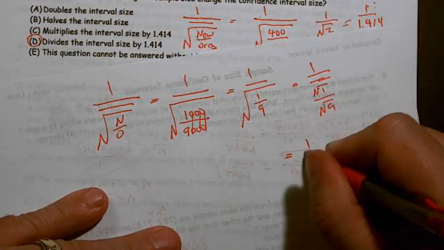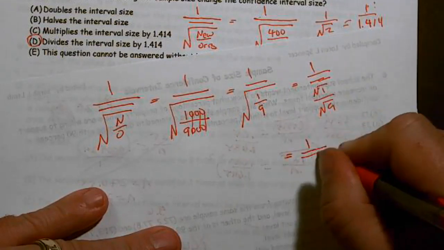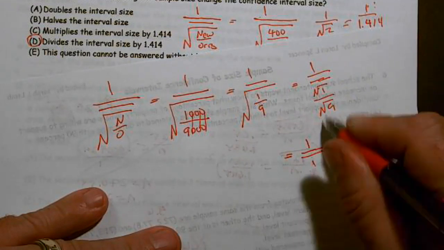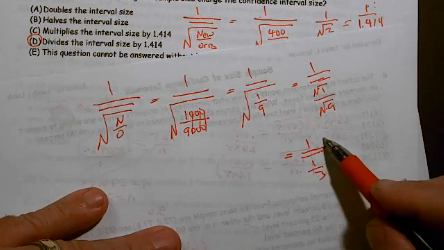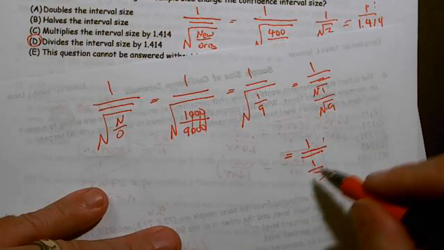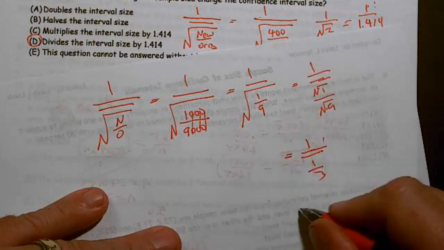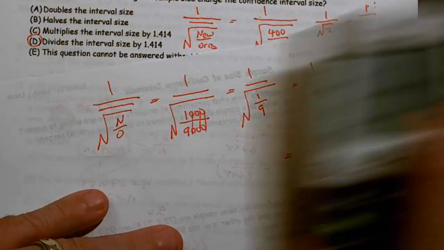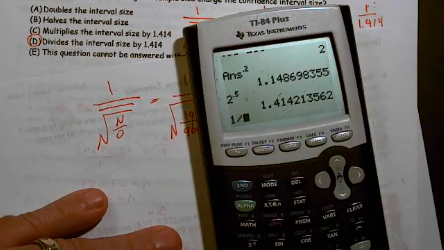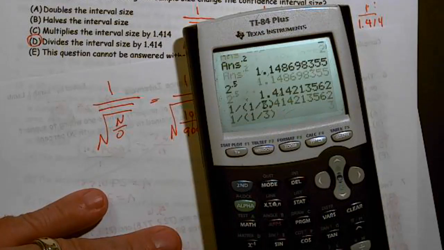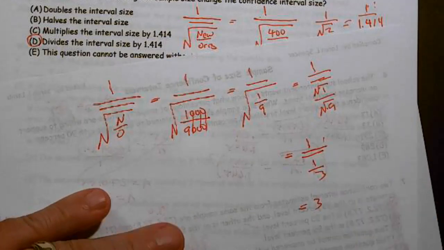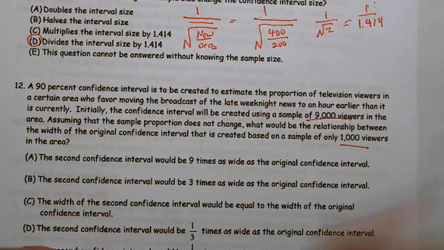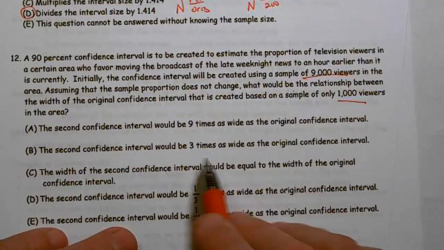which is 1 over, please don't forget the double lines, 1 over the square root of 9, which is 3. So 1 divided by 1/3, and basically that's taking a reciprocal or the flip. So that is 3, and if you don't believe me, 1 divided by parentheses 1 divided by 3 is 3. So the second confidence interval would be 3 times the width.